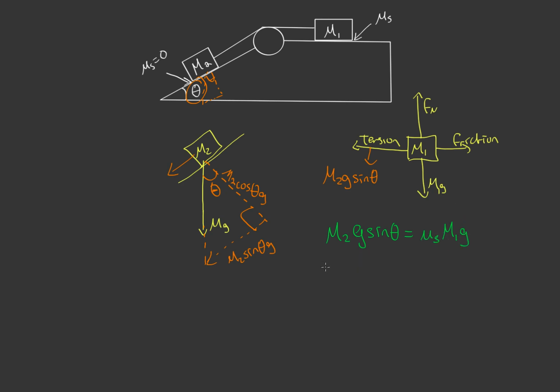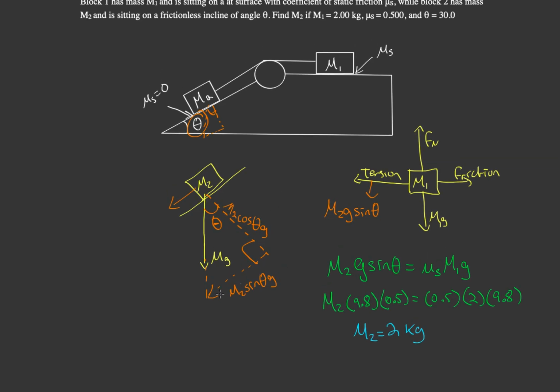Now, let's just start plugging in. So we have M2 times gravity, 9.8, times sine of 30 degrees, which is 0.5, is equal to the static friction coefficient, which is 0.5, times M1, which is 2 kilograms, times g, 9.8. And if we solve for M2, we get that M2 is equal to 2 kilograms.